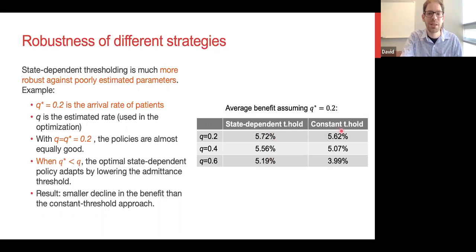You would say, okay, if you just look at these two numbers, obviously it's not worth doing this, because the benefit is almost the same for the optimal constant threshold and the much more complicated state-dependent threshold. But the state-dependent threshold, even though we didn't do any kind of robust optimization, but just inherently by the nature of state-dependent policies that will automatically lower the threshold when there are few patients in the system, it's automatically much more robust against this misspecification, even gross misspecification of the parameters.